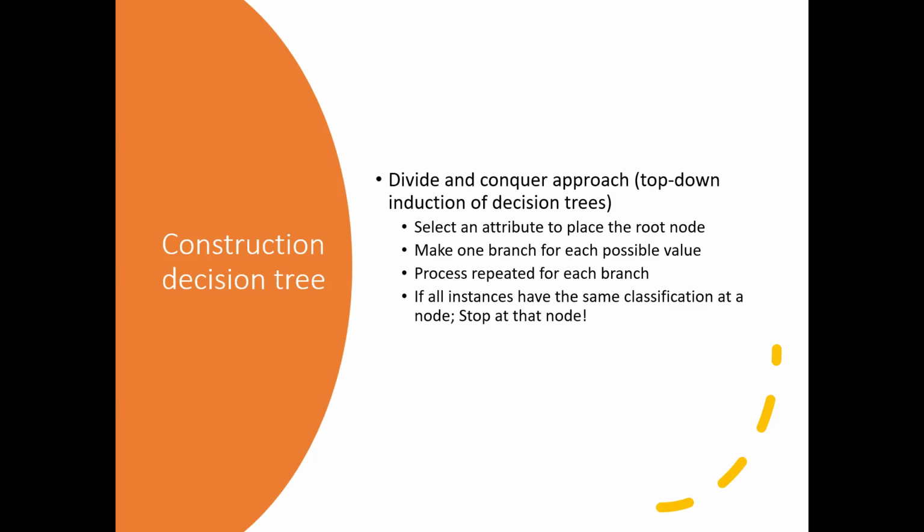Okay, so that's the idea, right? So you repeat the process for each branch, and then how do you stop? One is if you have the same classification, that means if all the instances that come down in that branch are in the same class, then we stop at that point. Otherwise, we will have some criteria to say when to stop. So that's what we need to discuss.